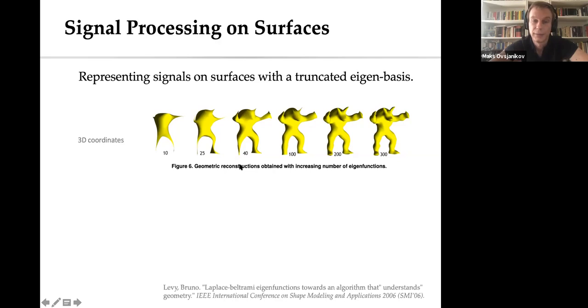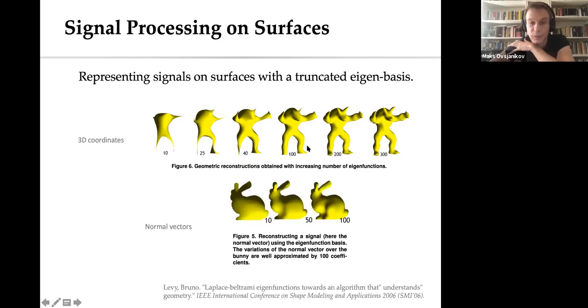So for example, the 3D coordinates can be thought of as a signal. So, X, Y, and Z can be thought of as real valued functions. And we can try to reconstruct them using a progressively larger number of basis functions. And this is the kind of results that you get. You can also do this with normal vectors, for example, for appearance, right? So these are all results from that paper.